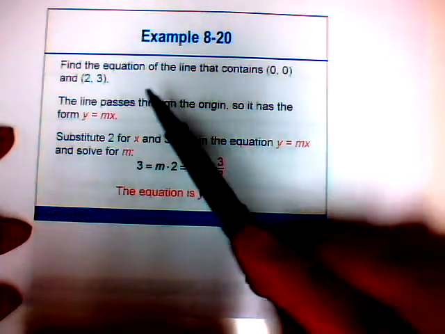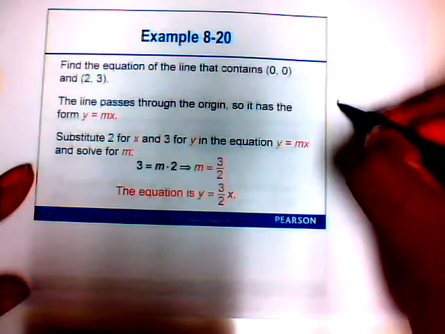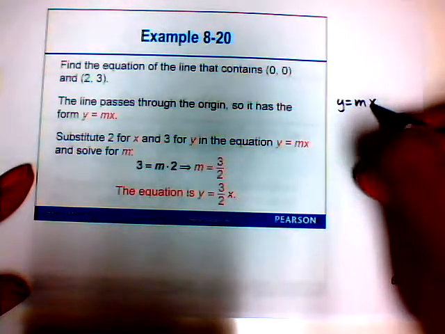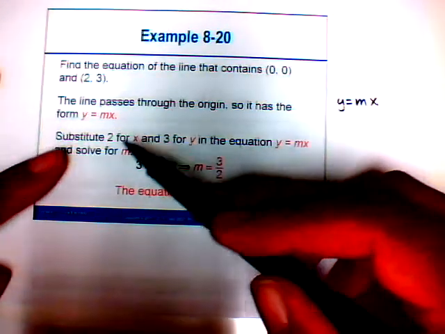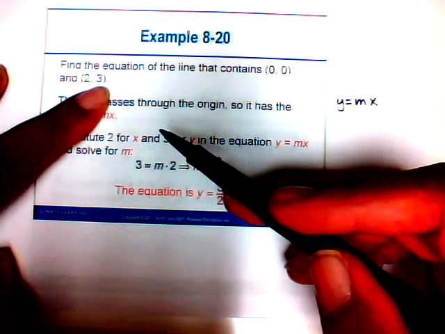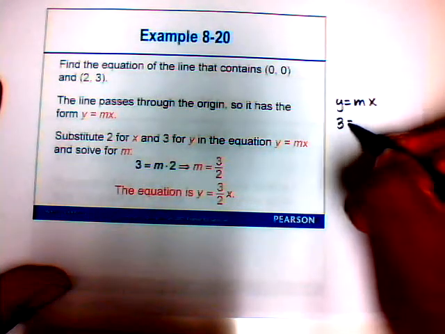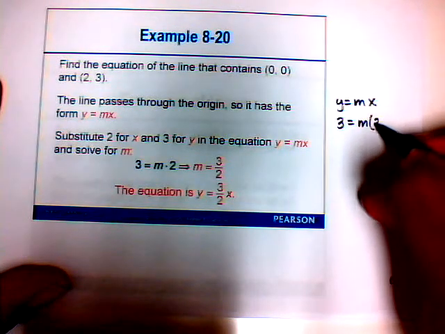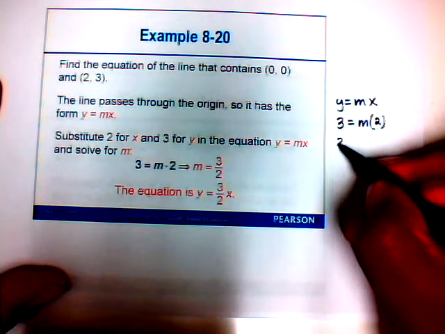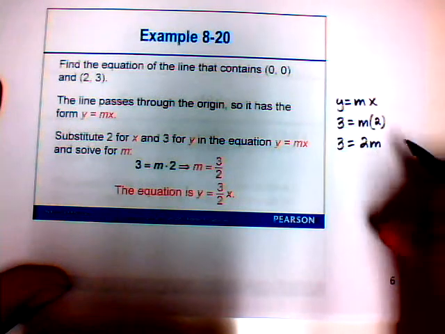Okay, so now using this, we're going to substitute x with the 2, and the y will be substituted with 3. So that means we're going to have 3 is equal to m times 2. Or you can write this as 3 is equal to 2 times m.